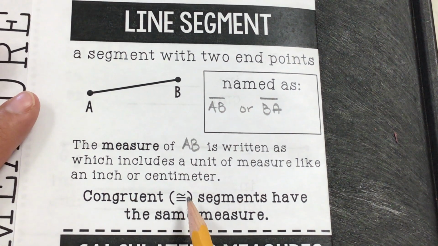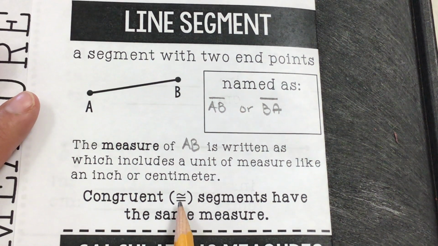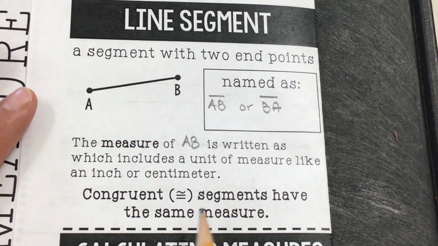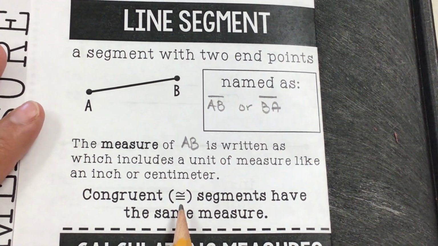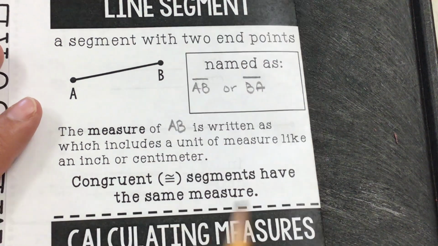Congruent segments, what that means is just that the picture is the same. We talked about that last time, that when you use the symbol, you're talking about its picture. But thanks to the congruence theorem, we also know that they will have the same measurement. The same measure.